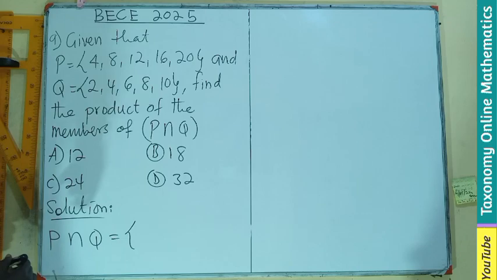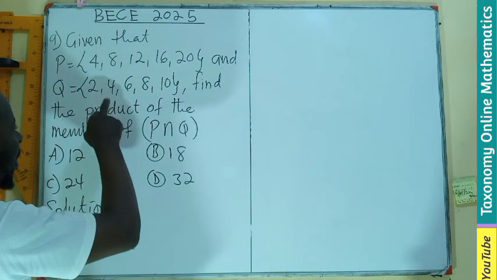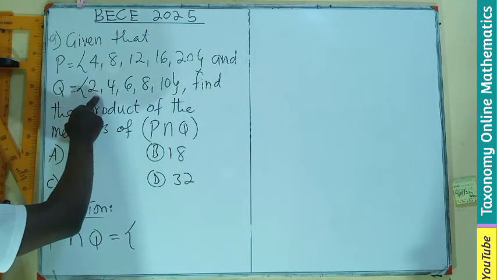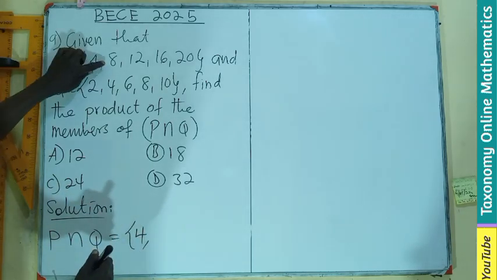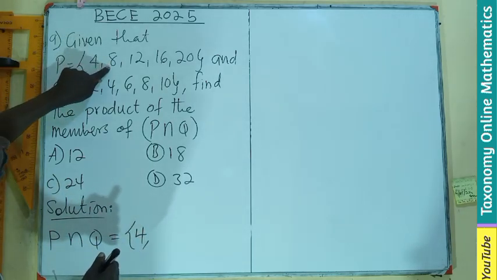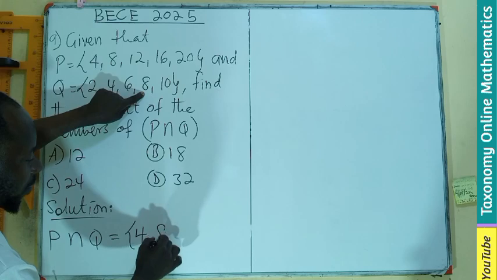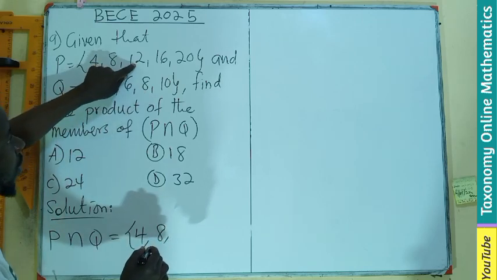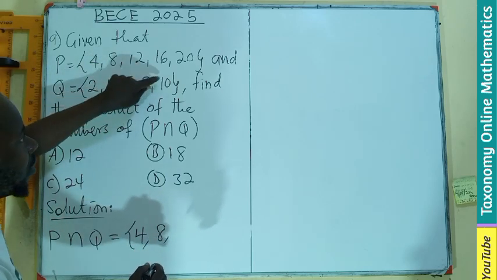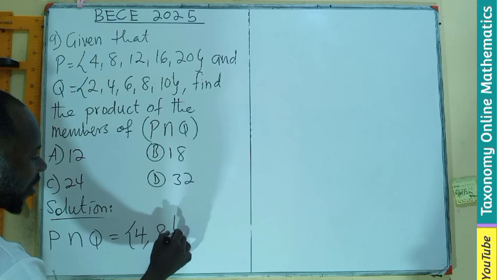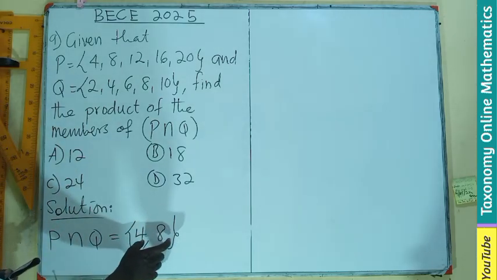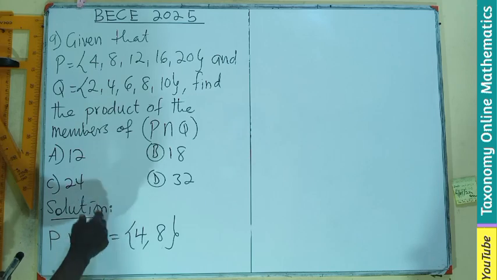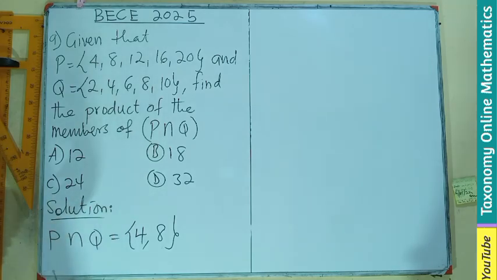Intersection simply means the elements we can see in here and the same time see here. So 4 is the first number, 8 is here, so I should get 8. I go to 12, it's not here, 16. So we are going to have this as the members. 4 and 8 are the members of the set P intersection what?